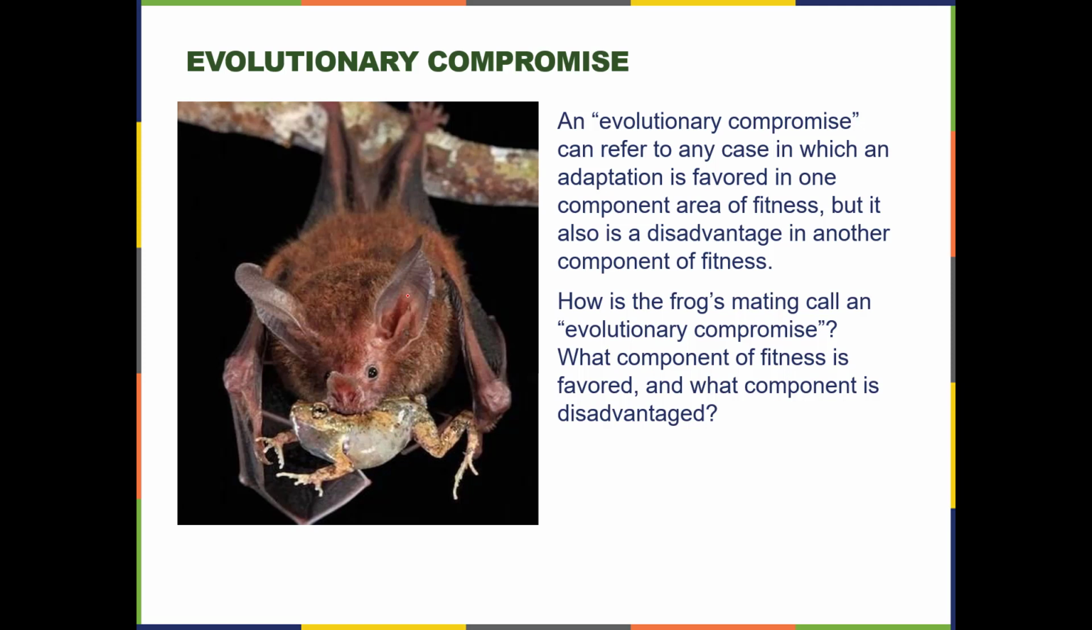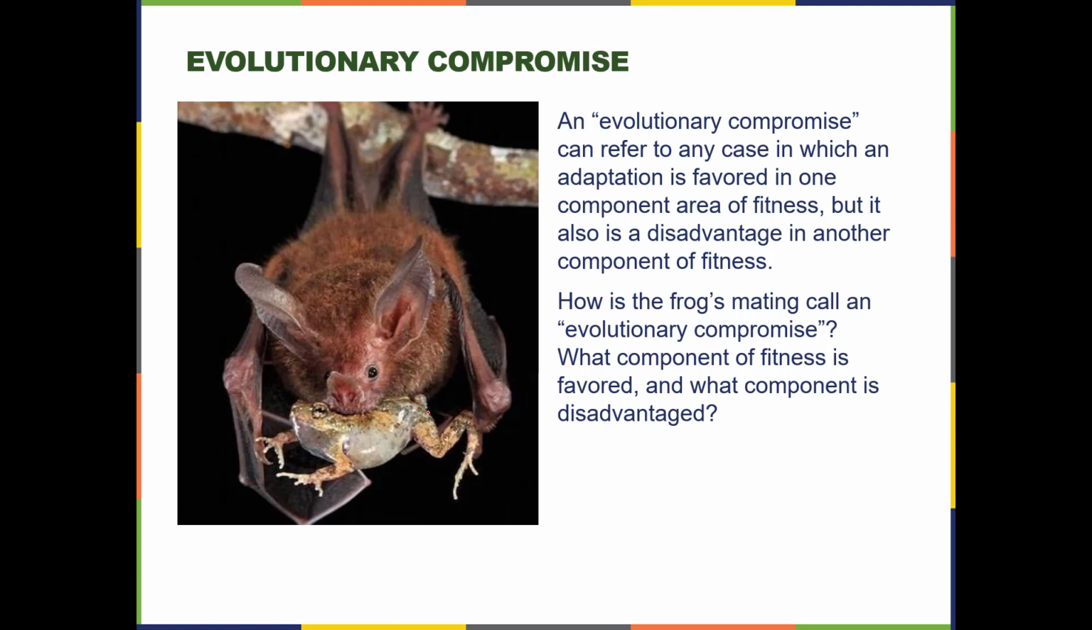Probably my favorite concept in evolution is called the evolutionary compromise. An evolutionary compromise would be any case where you have an individual, a trait, an adaptation that would be favored in one component area of fitness. You remember your component areas of fitness are survival and reproduction. But it's a disadvantage in the other area of fitness.